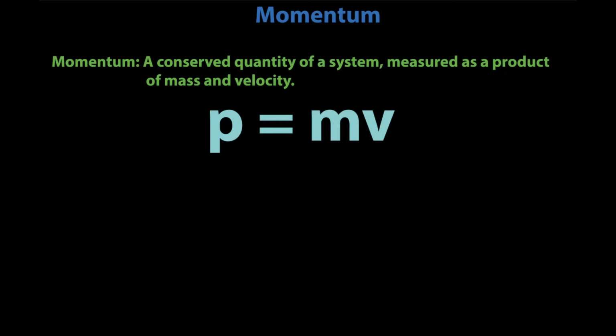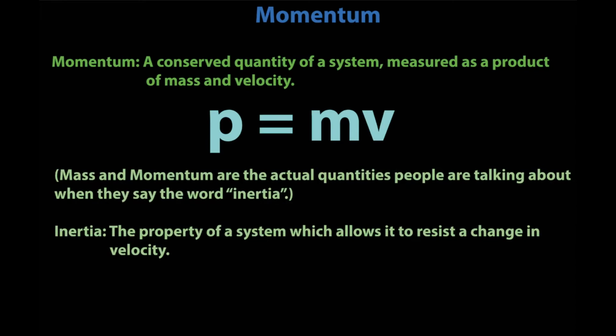While I'm here, there's something else I would like to mention. There's a word in physics that I actually do not like to use, but if you're in a first-year physics course or an AP1 course, then you're probably going to see it. And that word is inertia. So when people talk about inertia, these are the properties they're actually really talking about. Mass and momentum are the actual quantities people are talking about when they say the word inertia.